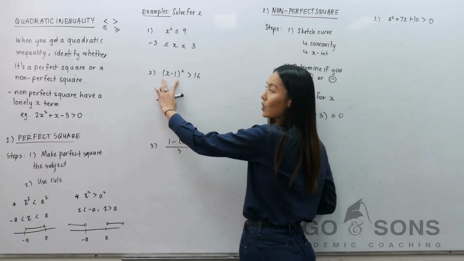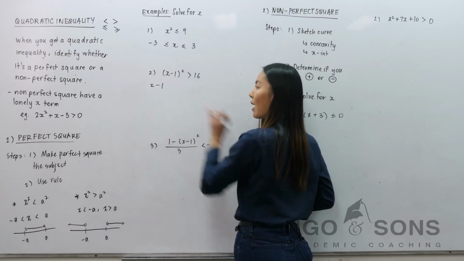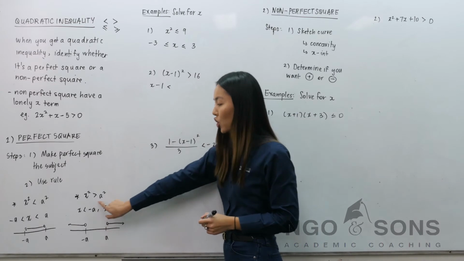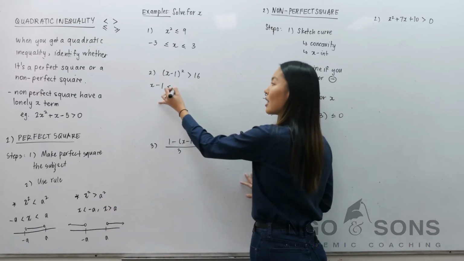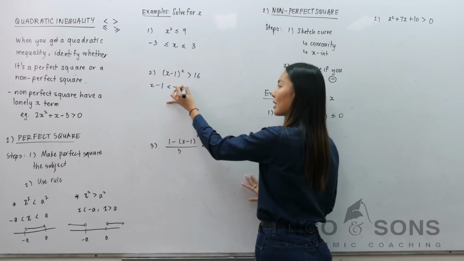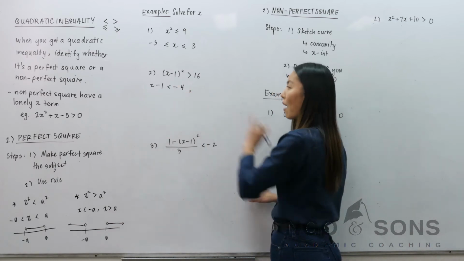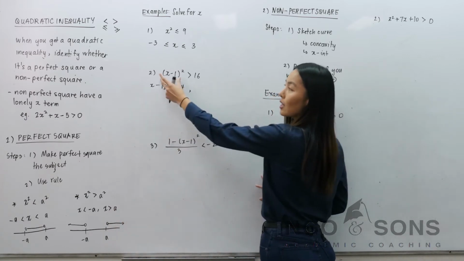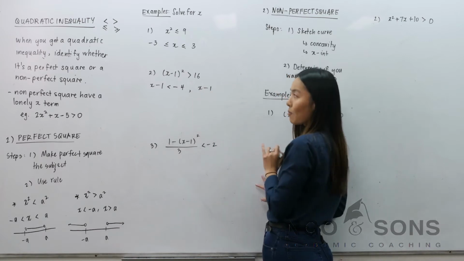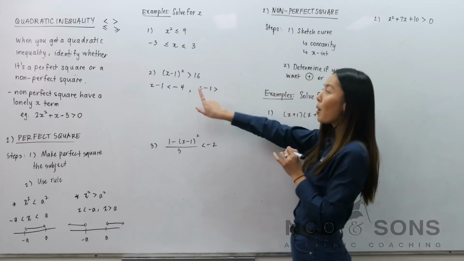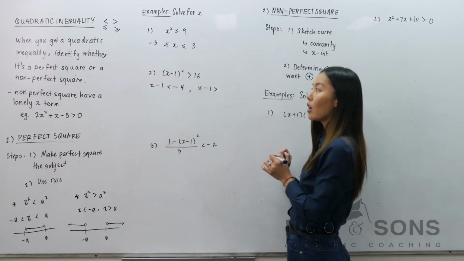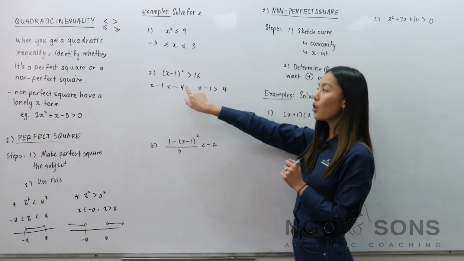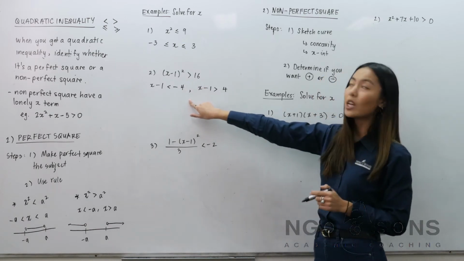So, we take the square root of my perfect square, which is x minus 1. It is going to be less than the negative version of the square root of your constant. So the negative version of the square root of 16 is minus 4. Then we have a second part. The second part is that x minus 1, the square root of my perfect square, will be greater than the positive version of the square root of my constant 16, which will be positive 4.